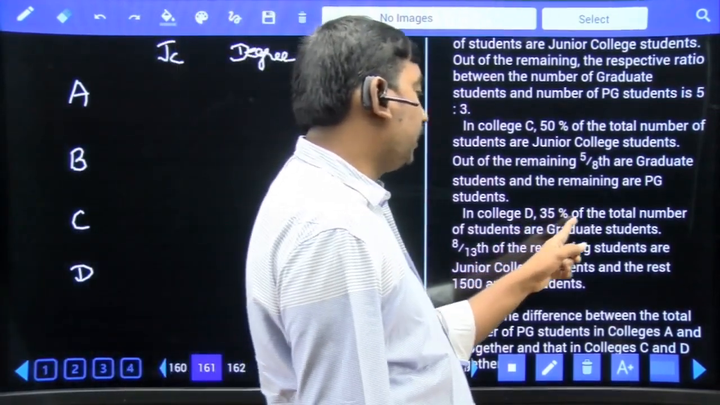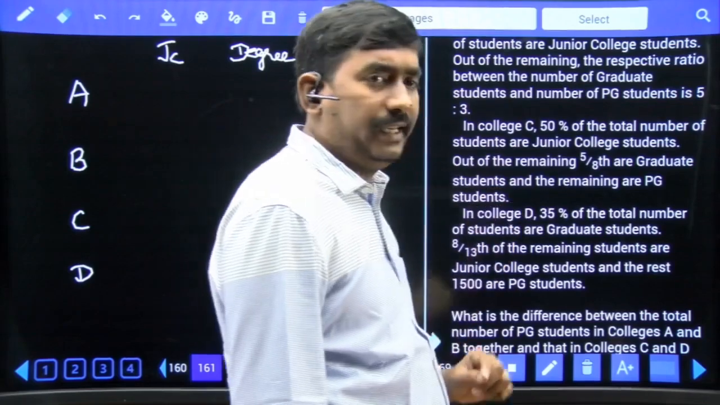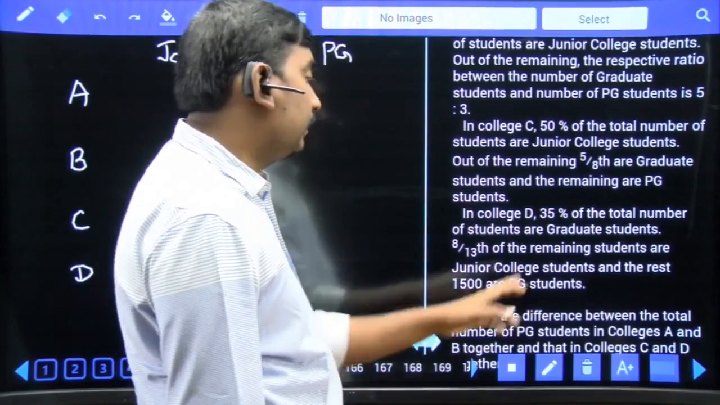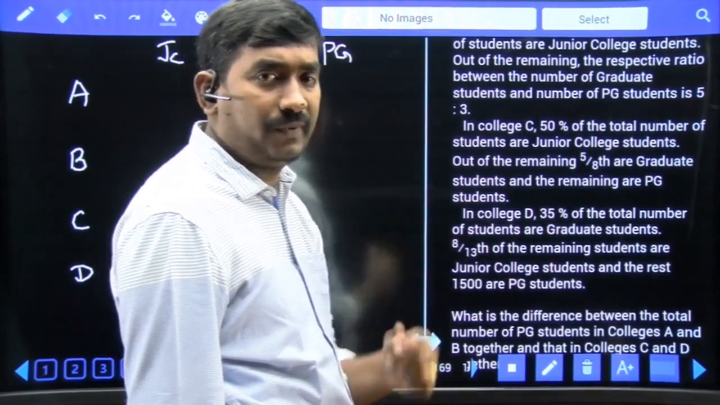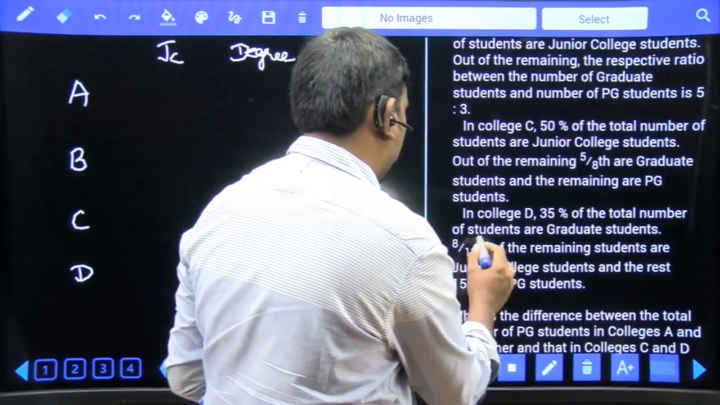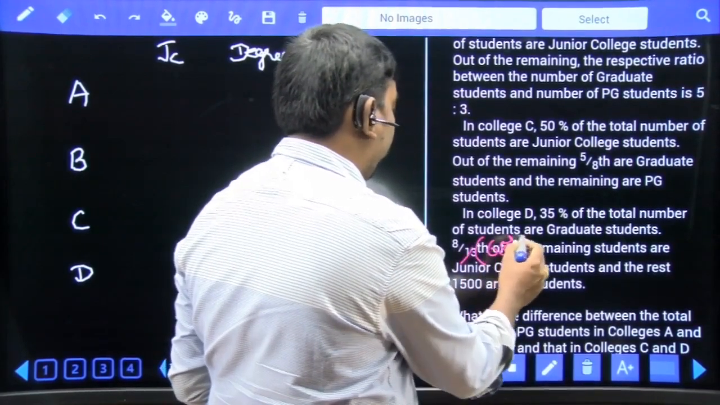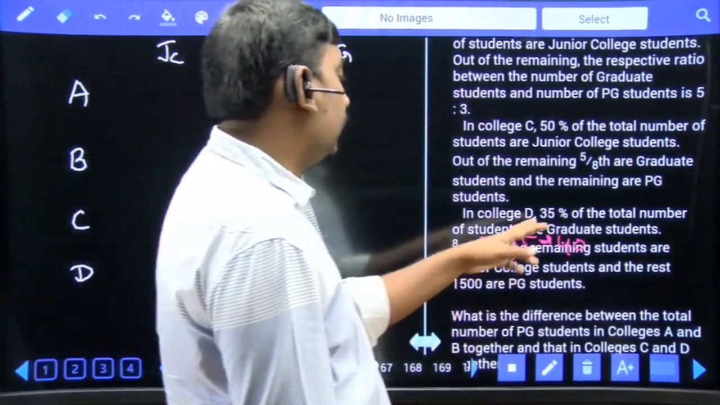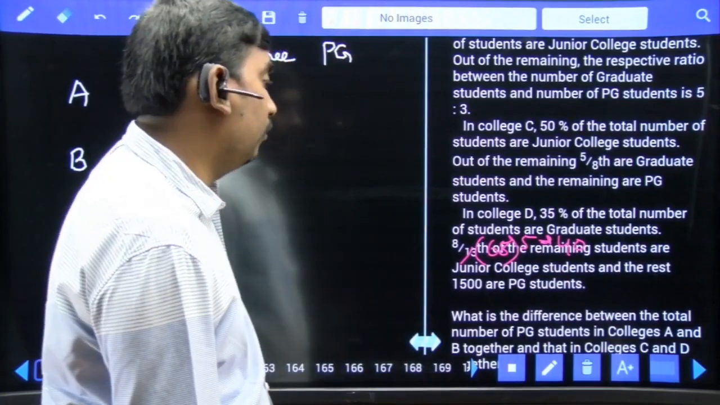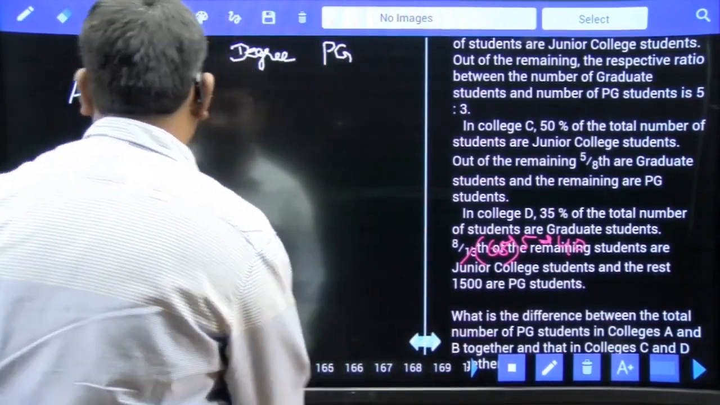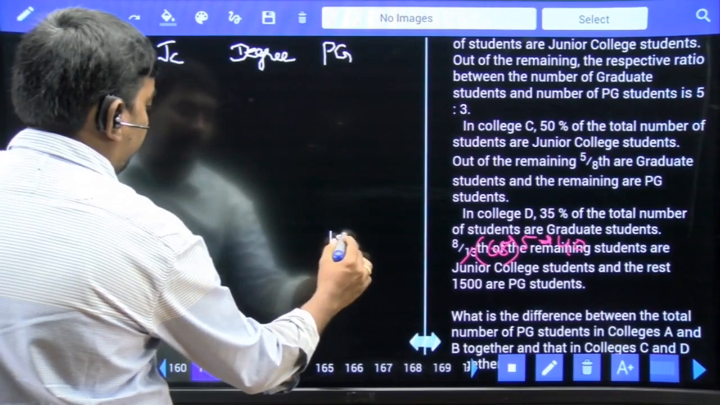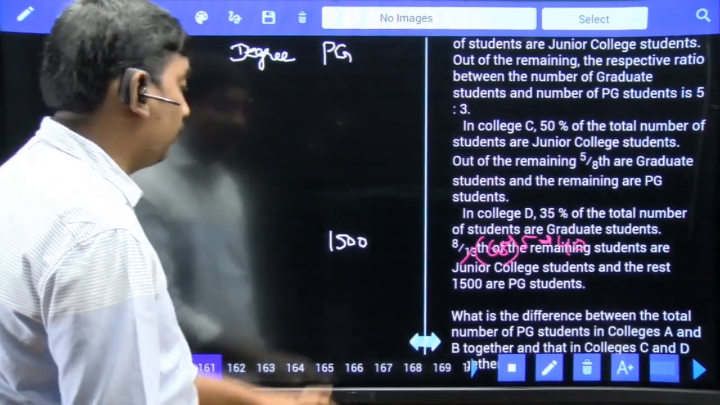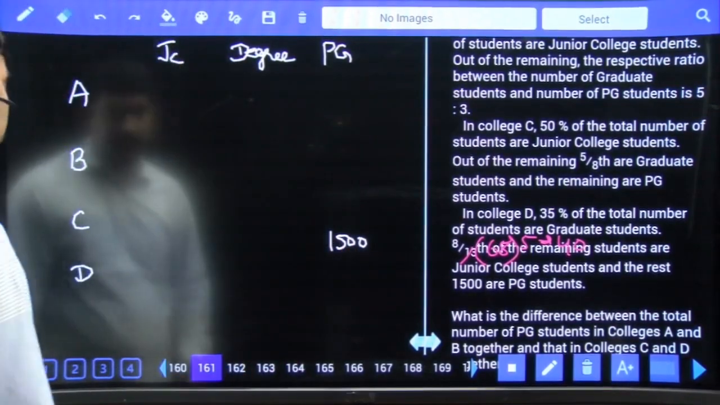In college D, 35% of the total number of students are graduate students. 8 by 13 of the remaining students are junior college students. 35% is over, so the remaining is 65%. In that 65, 8 by 13 times 65 is 40%, so 40% are junior college students. 35 plus 40, 75% are over. The remaining 1500 are PG students. So the remaining 25% value is 1500, then 100% value is 6000.